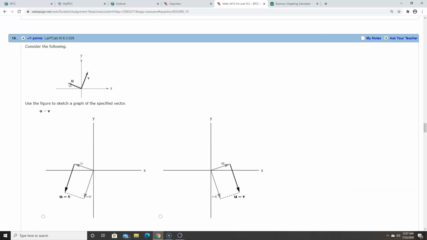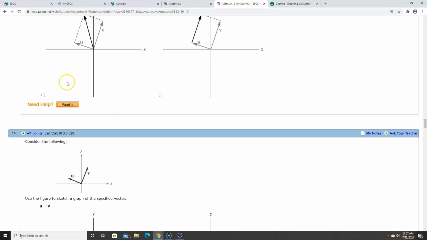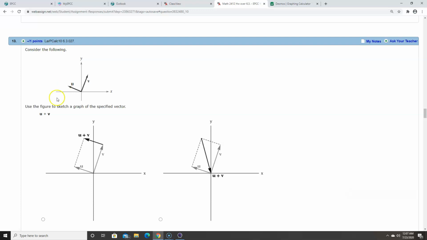Now what are we going to do? From this position, the terminal point of the first vector written down, now you're going to move relative in the direction to whatever is written here. If it was plus v, like this one, plus v, then you would go to the terminal point of vector u. Pause.